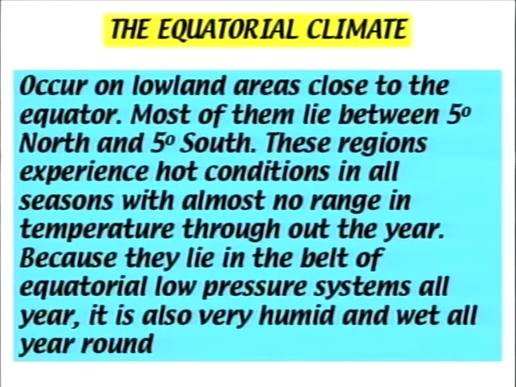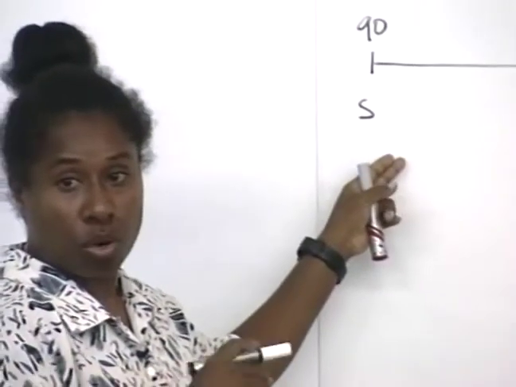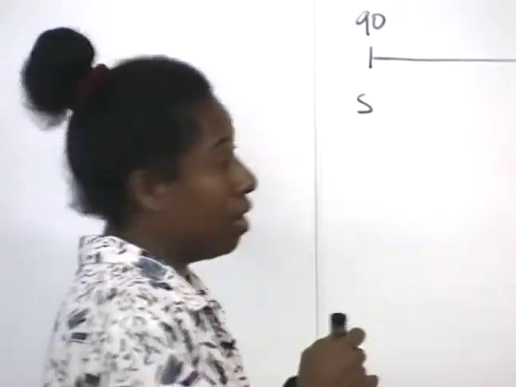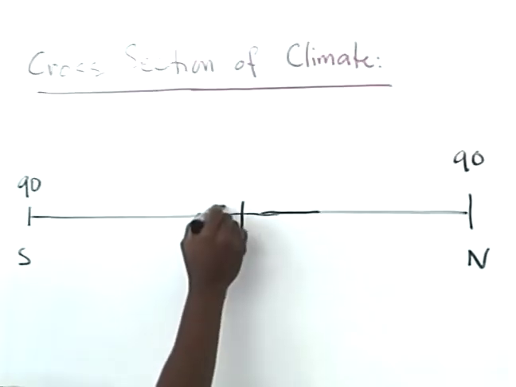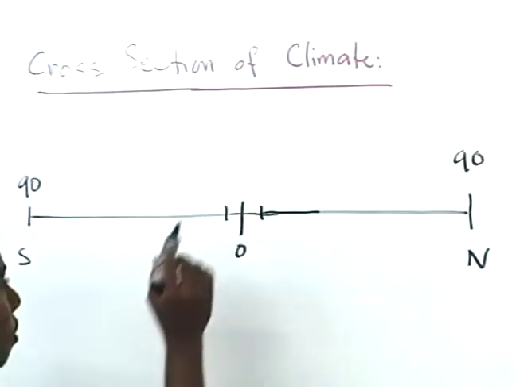Okay, the equatorial climates. One of the important characteristics of this particular climate is the fact that it occurs mainly on the lowland areas close to the equator. Most of this climate type would usually lie between 5 degrees to the north and 5 degrees to the south of the equator. So if we look at the cross-section, a cross-section to show us the climatic type, 5 degrees to the north and 5 degrees to the south.